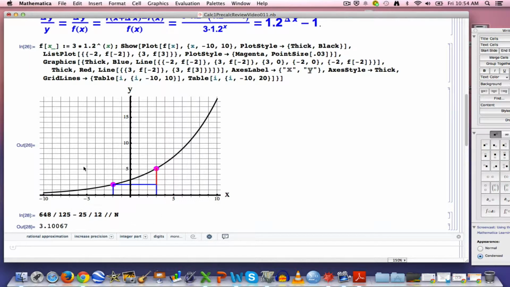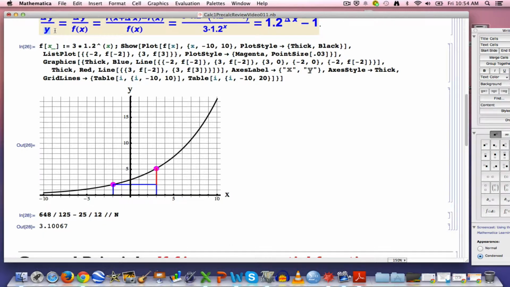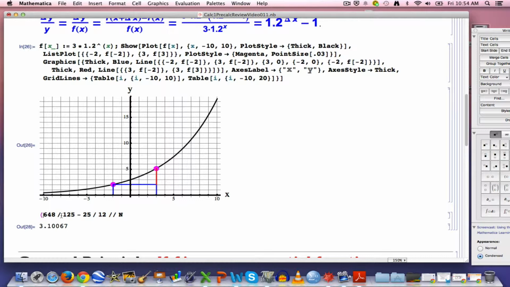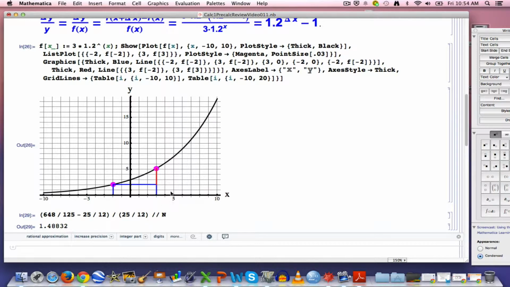What is y? Again, x is fixed at -2 here. Y is the length then of this vertical line there. It's 25/12. 25/12 is a little bit bigger than 2. So we need to divide 3.1 by a number a little bit bigger than 2. What do we get? We get about 1.48832. That is the ratio of the red line to the length of either of these vertical blue lines. About 1.5. This red line is about 50% longer than these vertical blue lines.